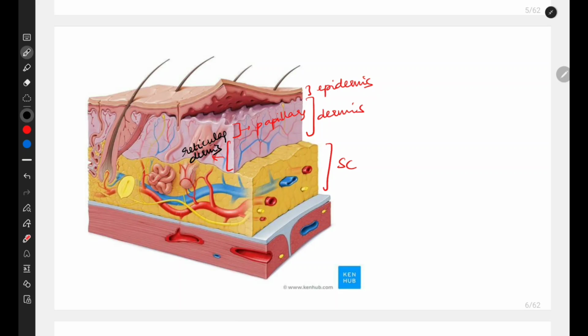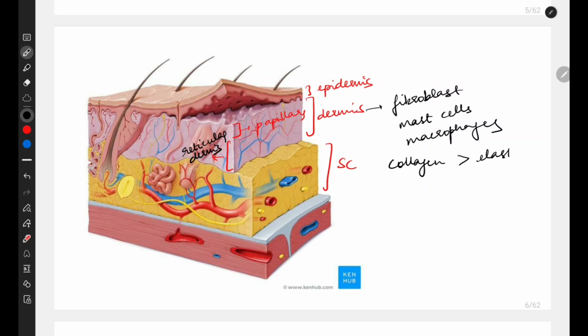So the papillary dermis and reticular dermis are divided. Then the dermis contains cells called fibroblasts most commonly. Other than fibroblasts, it can also contain mast cells and macrophages. And these fibers will be made of collagen. So collagen, then second most common will be elastin. These fibers will preserve the elasticity of the skin, and the blood supply will be till the dermis.